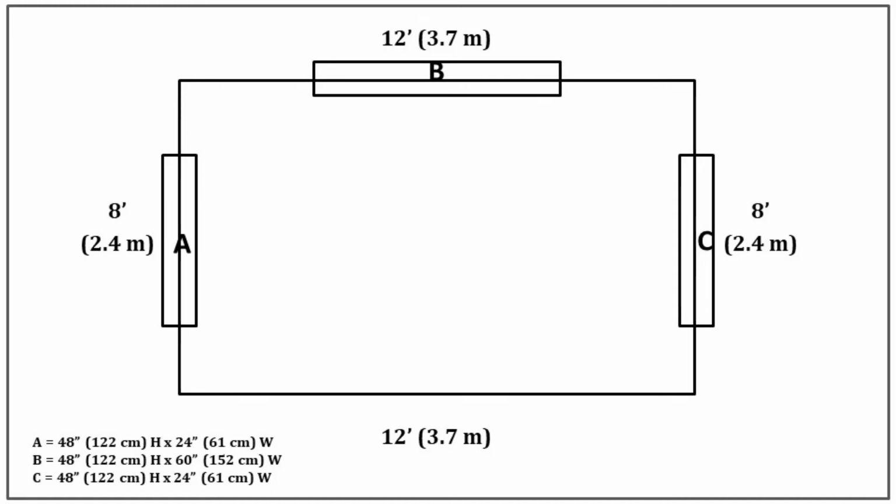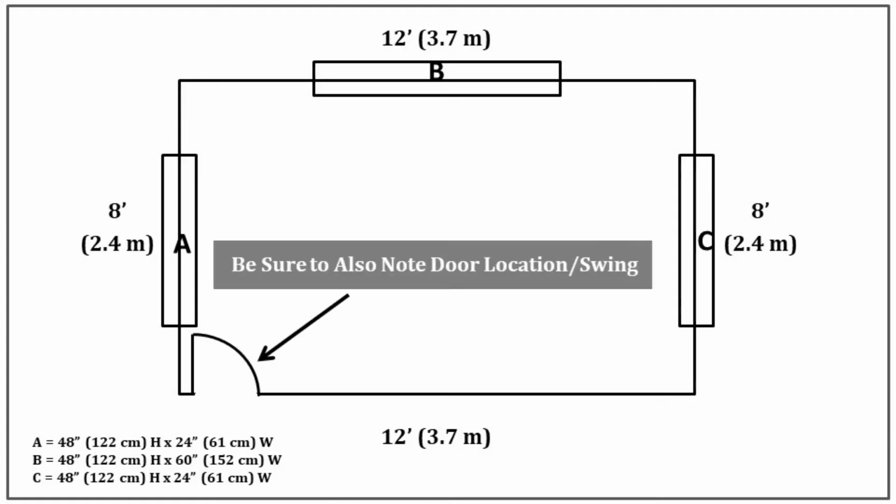with the measurements. Label each window with an A, B, C, etc., and then notate the measurements on the side of your paper. Don't be concerned with placing the windows exactly where they should be on the floor plan. Just try to place them in approximately the right places like this.